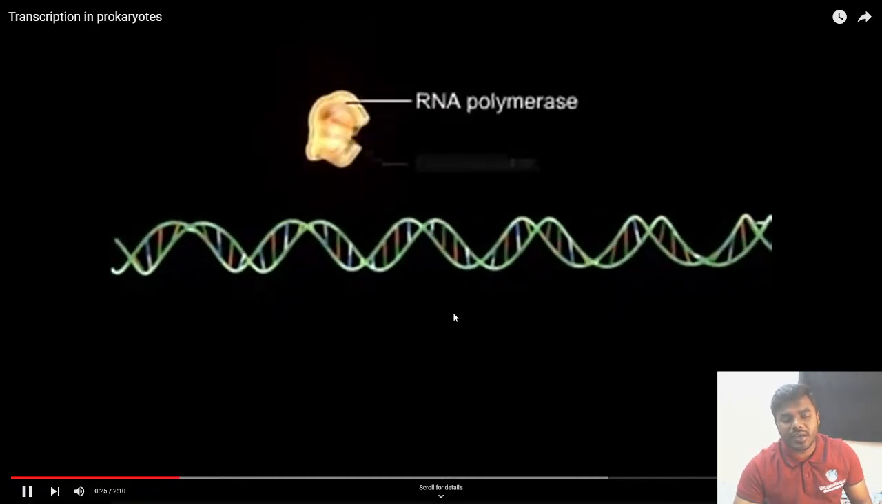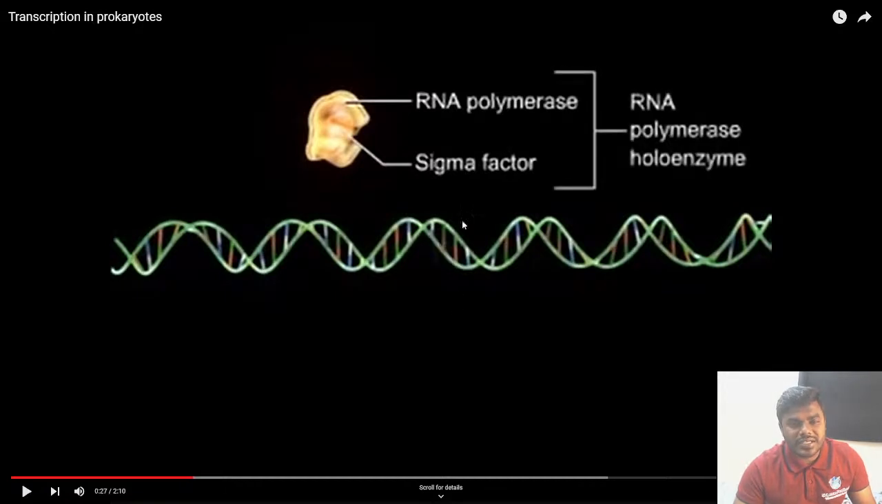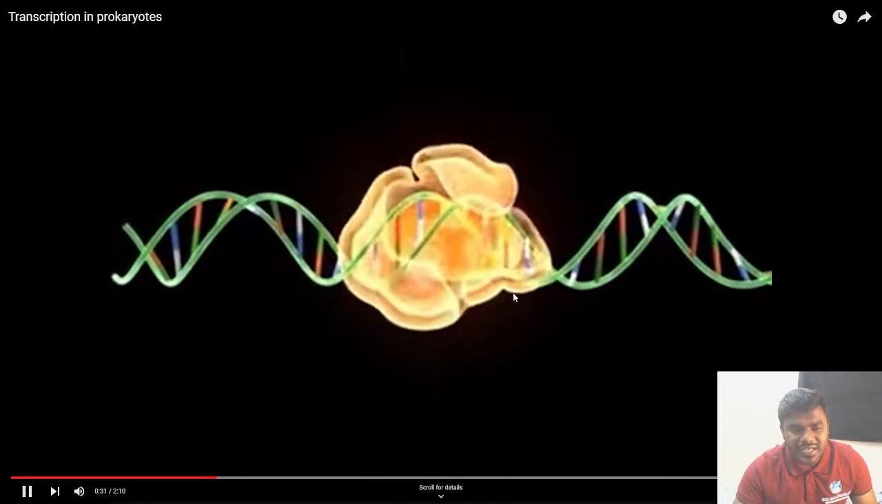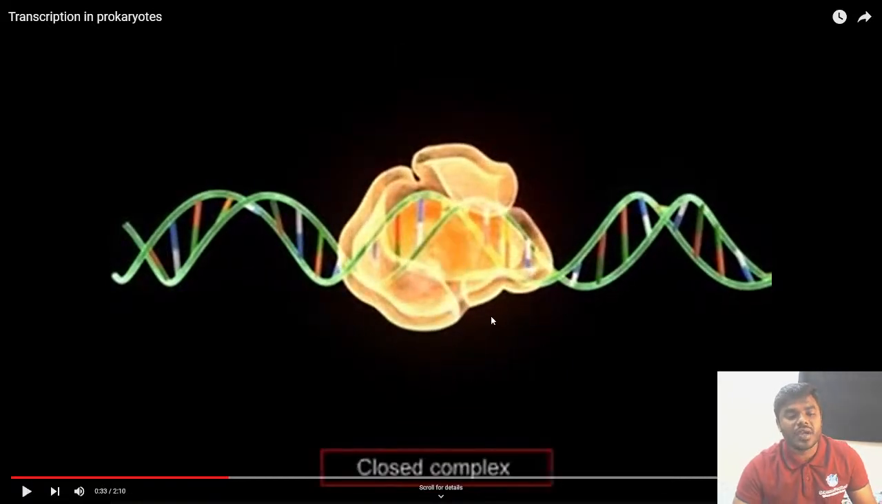Now friends, who is coming? You can see here the RNA polymerase enzyme is coming with the help of sigma factor. Now RNA polymerase and sigma factor together, what do you call it, friends? RNA polymerase holoenzyme. Now look into this. RNA polymerase comes and attaches to the promoter region. Everyone understand? Now this is the complex we will be calling the closed complex.